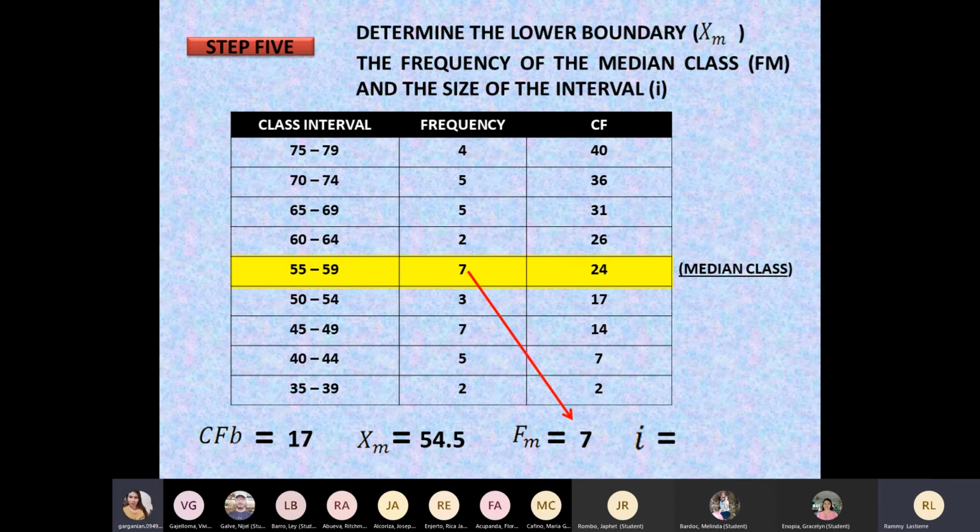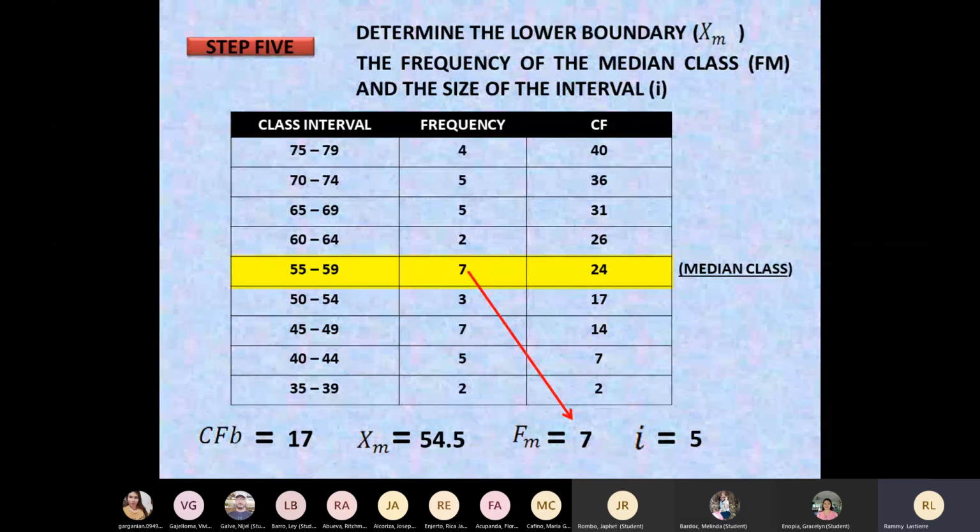Pwede ma-count actual. Either. That is equals to? 5. 75, must start kami yung count in 75. That is including na. And to 79. Ma-end siya sa 79. So 75, 76, 77, 78, 79. So 5 interval.